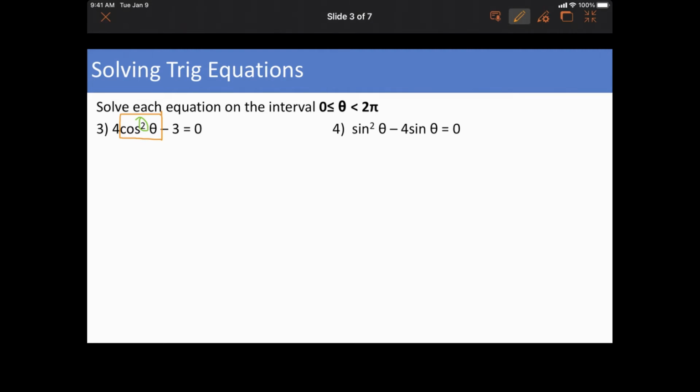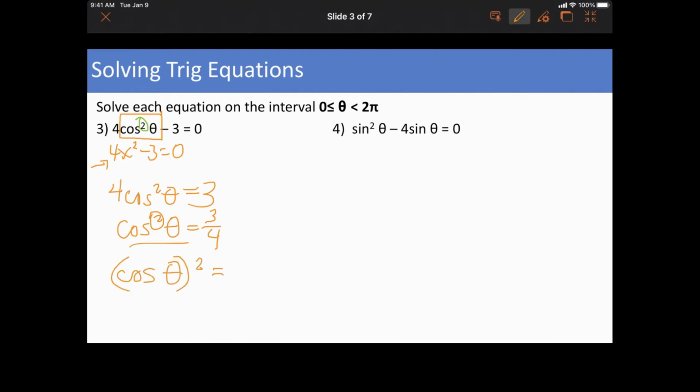So this is really similar to 4x minus 3, right? Similar idea. So you would add 3 and divide by 4. It is the same thing for this. So I'm going to add 3, and then I'm going to divide by 4. Now, for here, because I just have cosine squared, to undo a squared, now remember, this can be written, it's the same thing as this. We just write it differently, but it's the same thing.